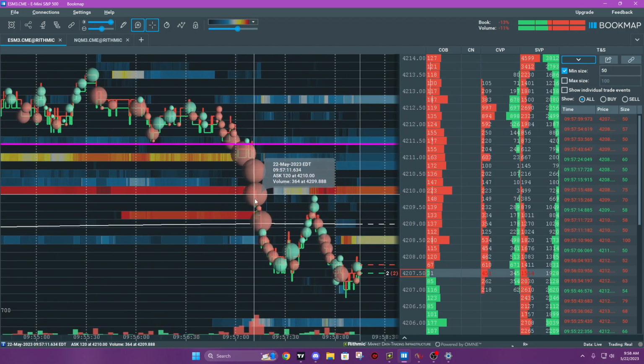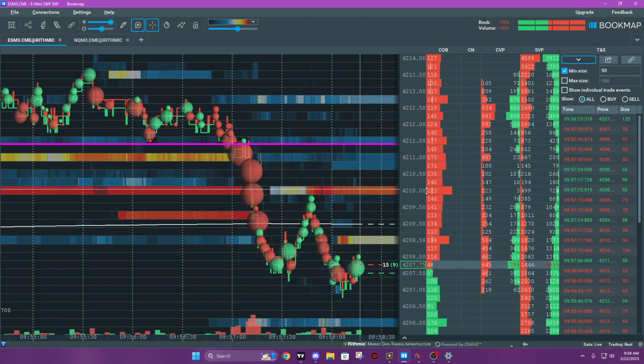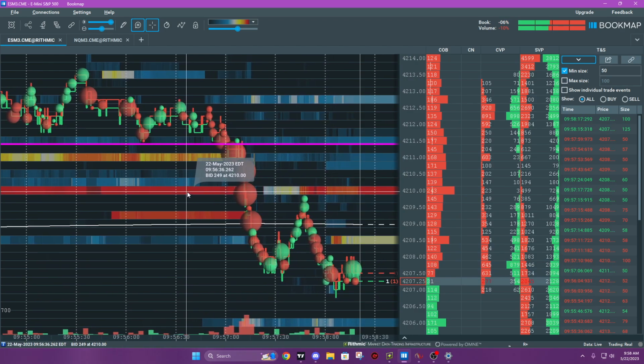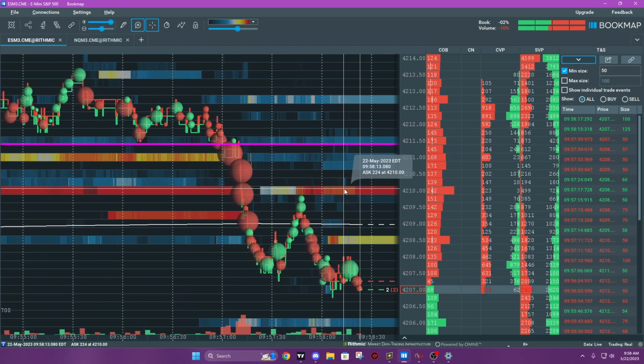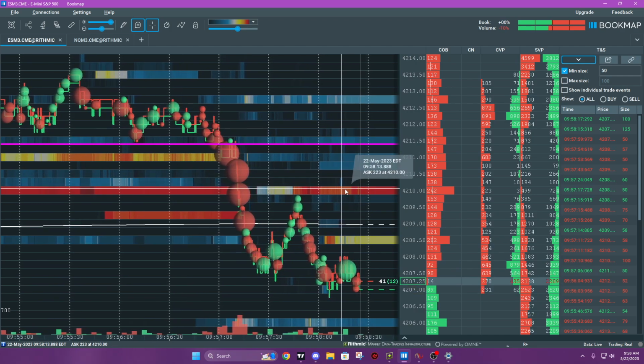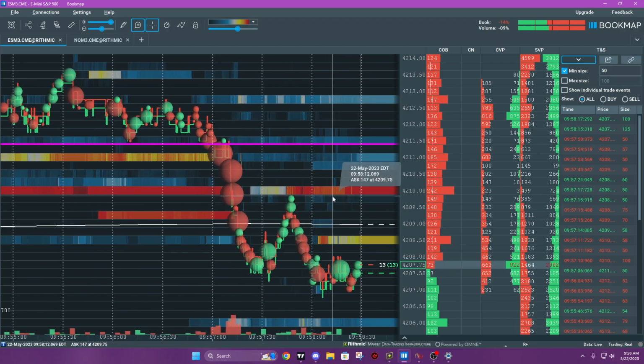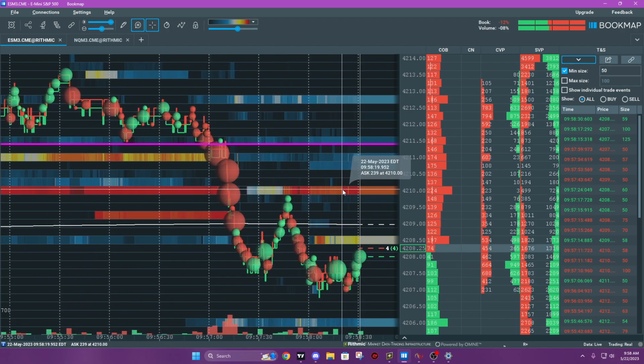Big selling there, broke right through that, no problem. And now we had a bid at 250 lots. Now we have an ask of 225 lots, right? So the seller could have been pushing this through, and now he's trying to hold price down.